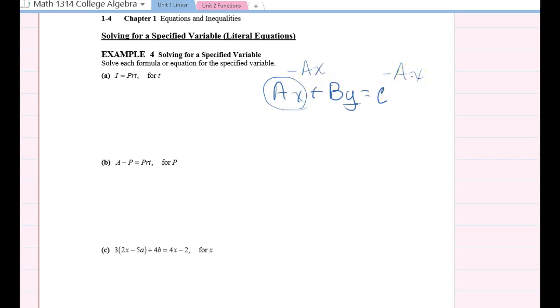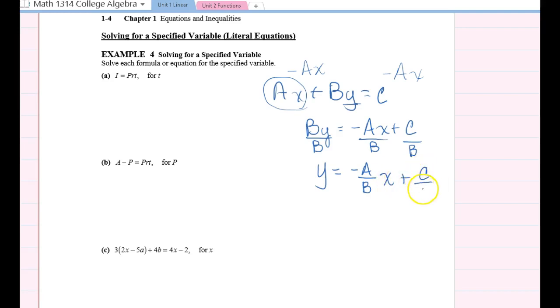That's using one of the properties of equality. So that will give me by on the left side and a negative ax plus c on the right side. Then I'm going to divide everybody by b. We're assuming b does not equal 0, and we are using our properties of equality, and we would find that y is equal to negative a over b x plus c over b.